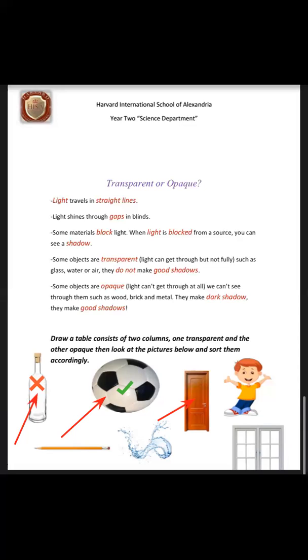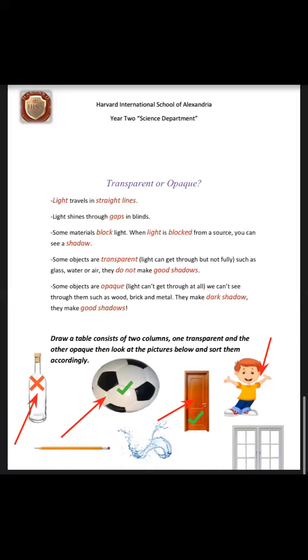What about the boy? What about ourselves, our body? Does light go through our bodies? No, light does not go through our bodies. So we are opaque. Let's go below the boy. A window. Can a window allow light to go through? Yes. Windows allow light to go through. So it is transparent. It doesn't make good shadows.